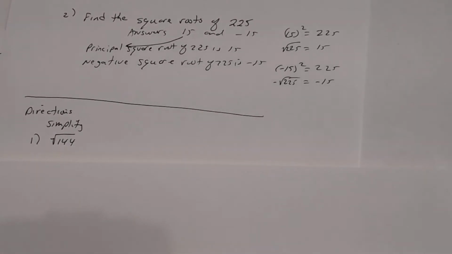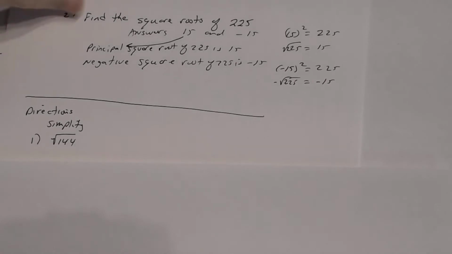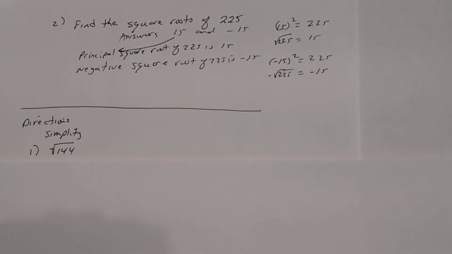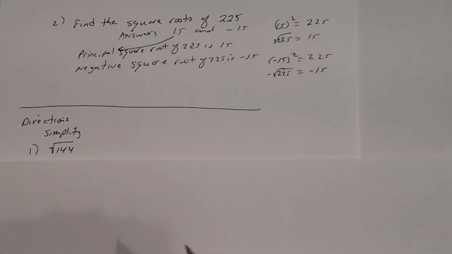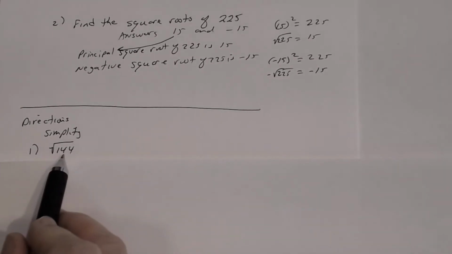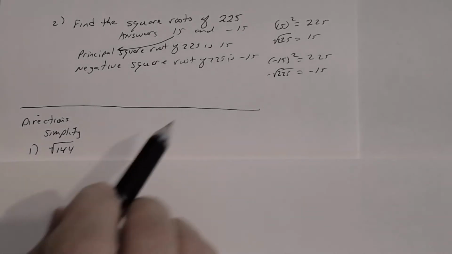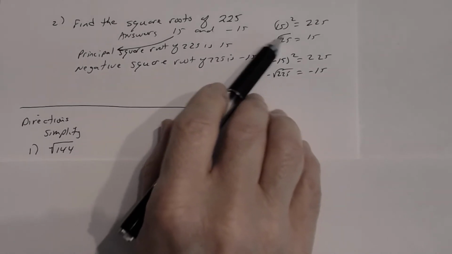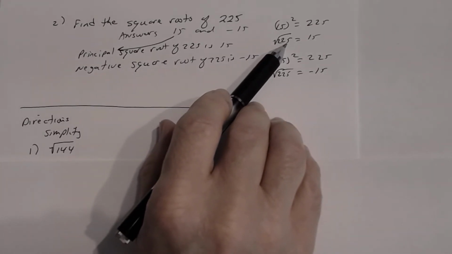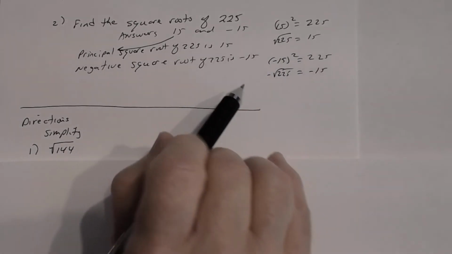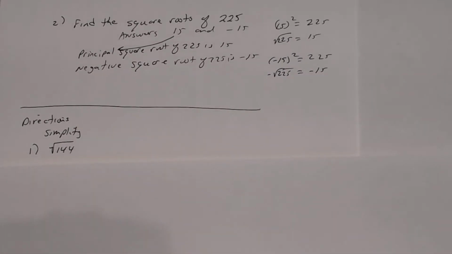Now notice that here you want to simplify. In other words, you just want to find the square root. So it may say find the square root. So you want to find the square root of 144 without using a calculator. This is easy enough to determine without using a calculator. So remember what we did here. The square root of 25 means what number times itself is 25. So what number times itself is 144?